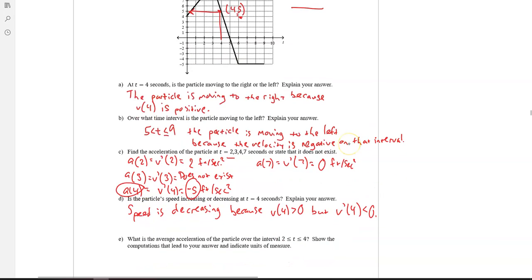Okay? I can maybe be a little more specific with something like v prime of 4 equal to a of 4 is less than 0, like that, okay? To establish that the v prime that we had calculated earlier was the a, which I kind of already had there anyway. But that's it. That's all I got to say.